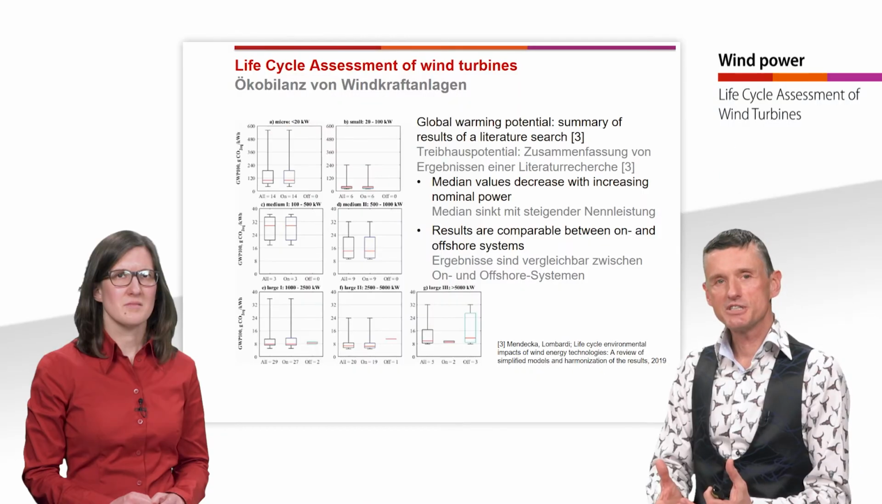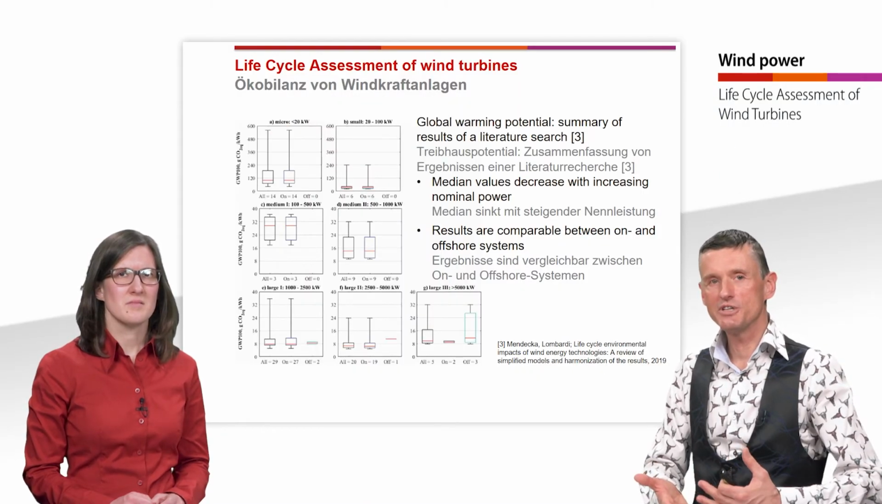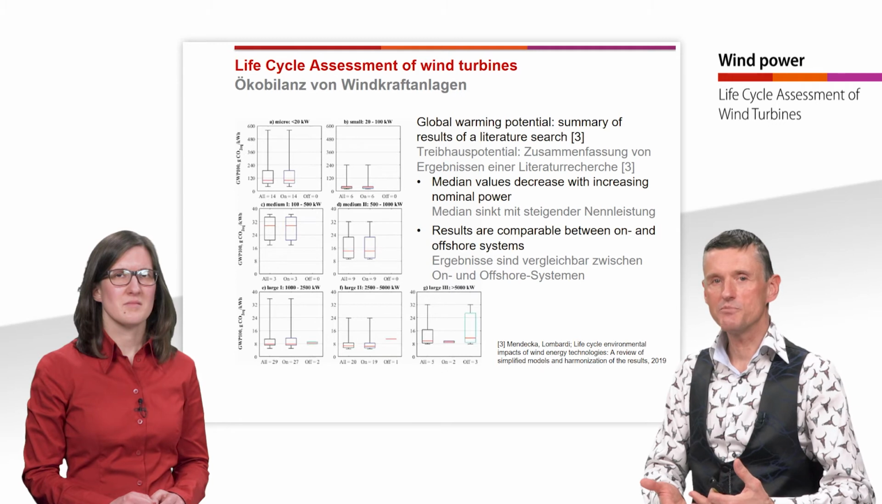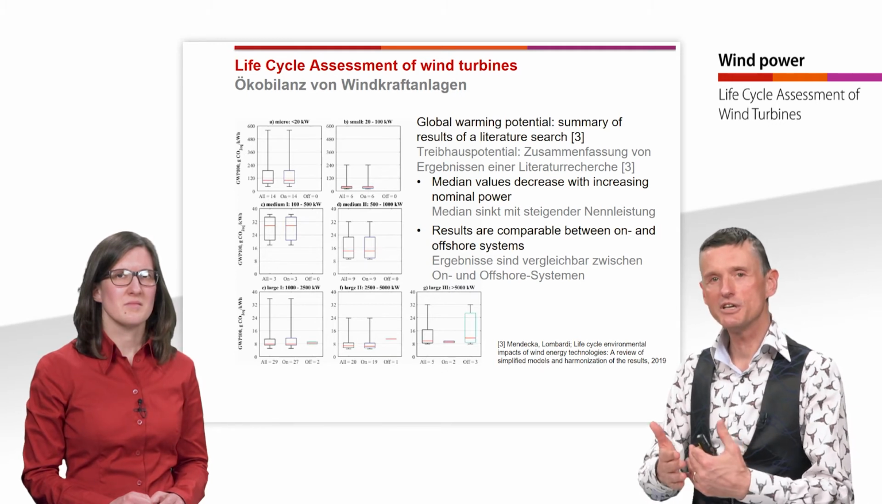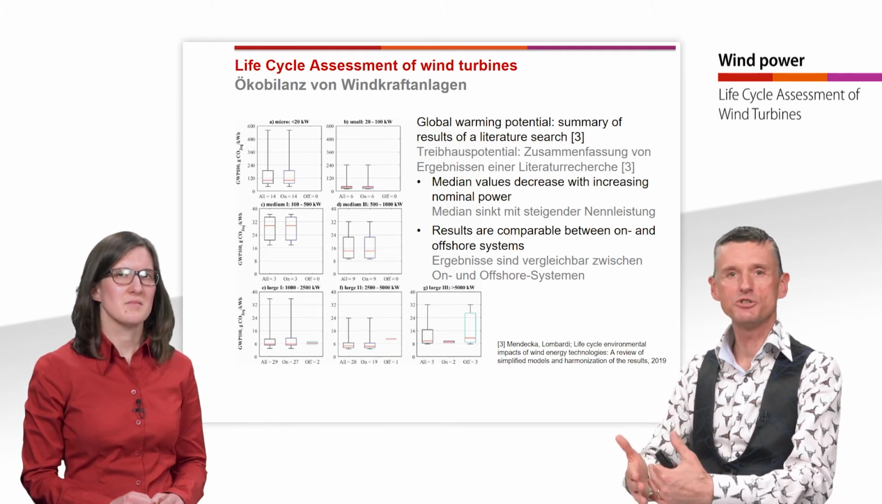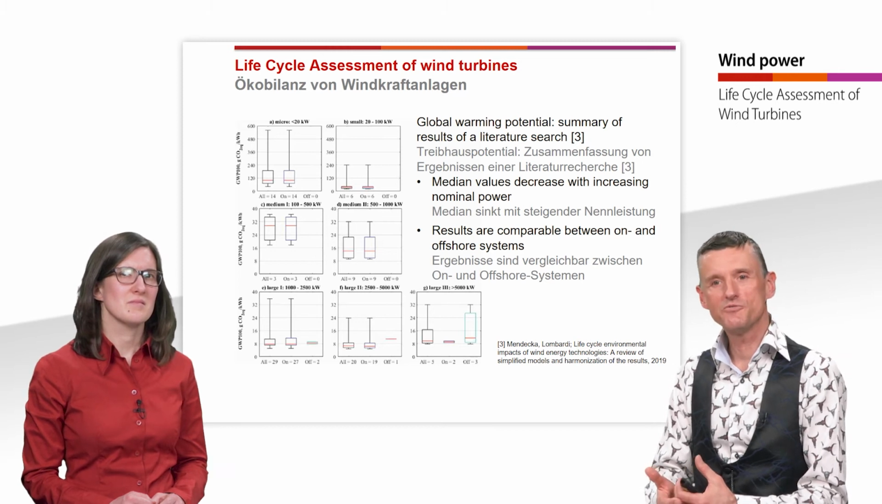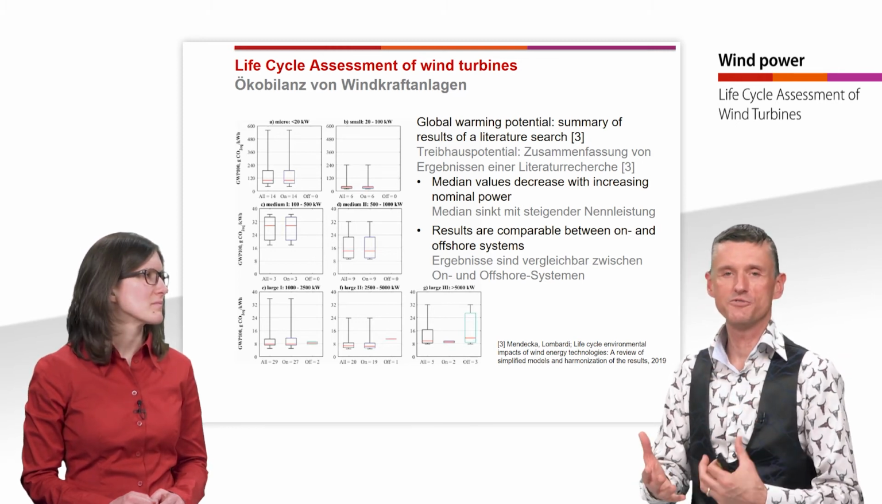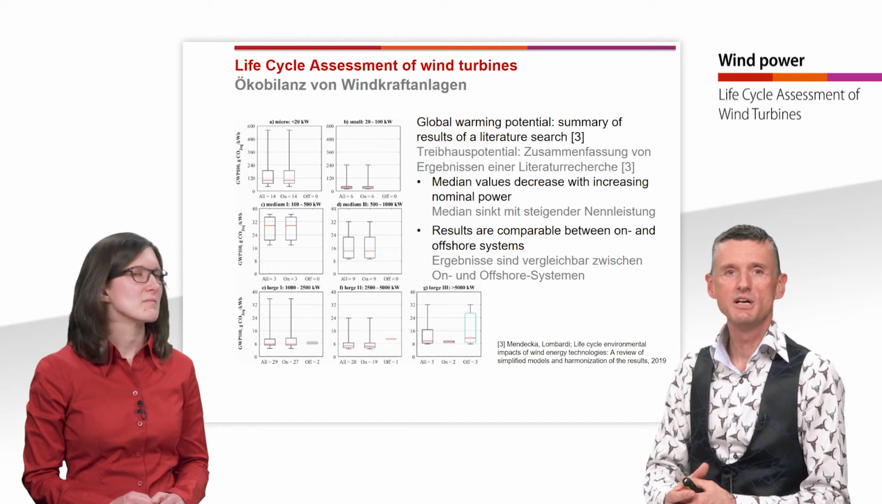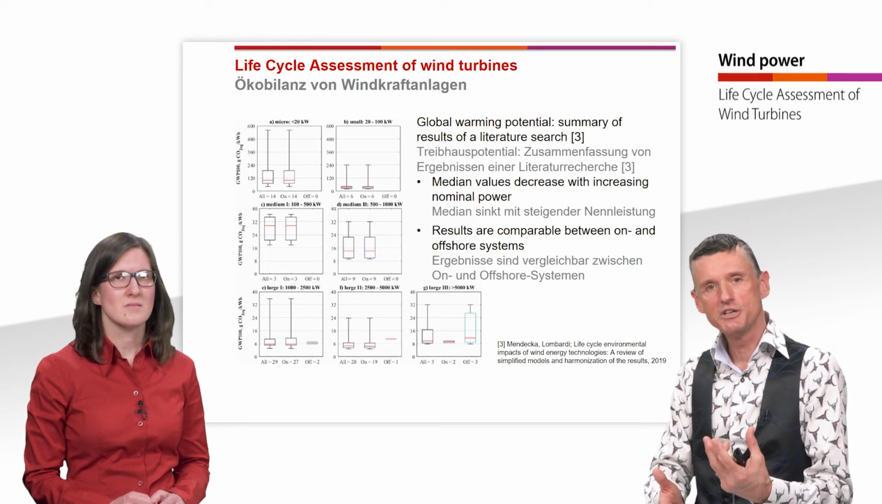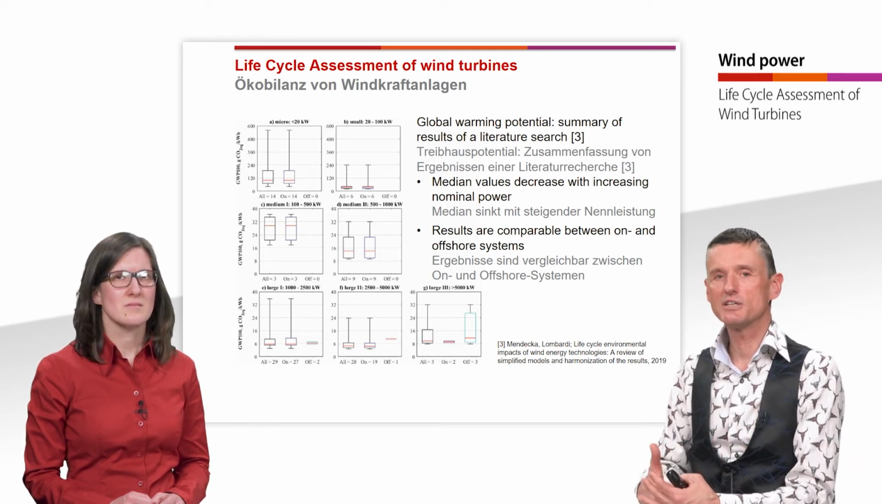When we have a look once more to the study of Mendecca and Lombardi, there we see, for example, the assessment of the greenhouse gas emissions in gram CO2 per kilowatt-hour electricity produced. And there we see for the very small turbines of only a few kilowatt nominal power, it is larger than those that are in the megawatt class.